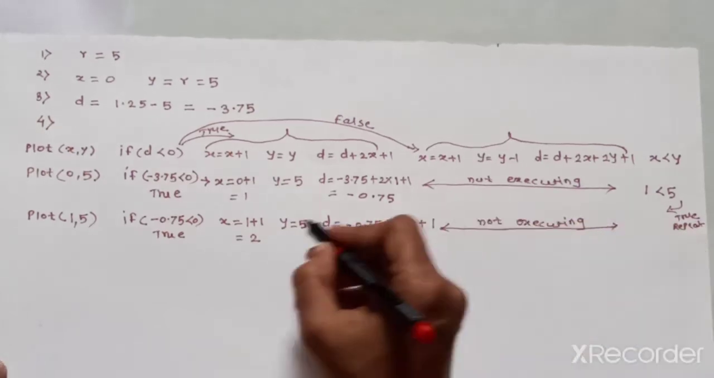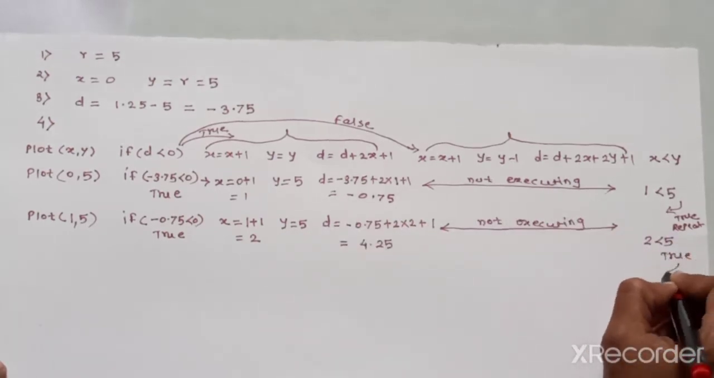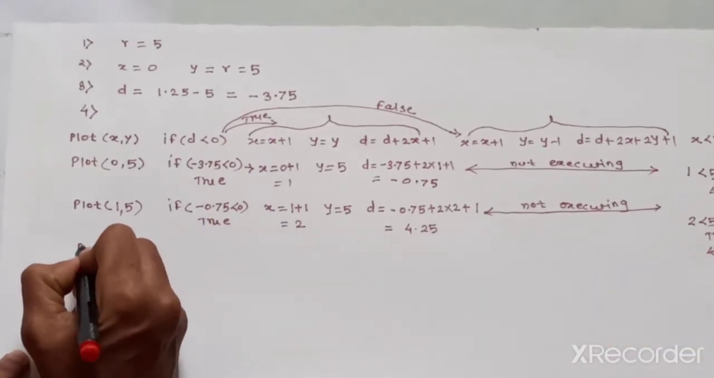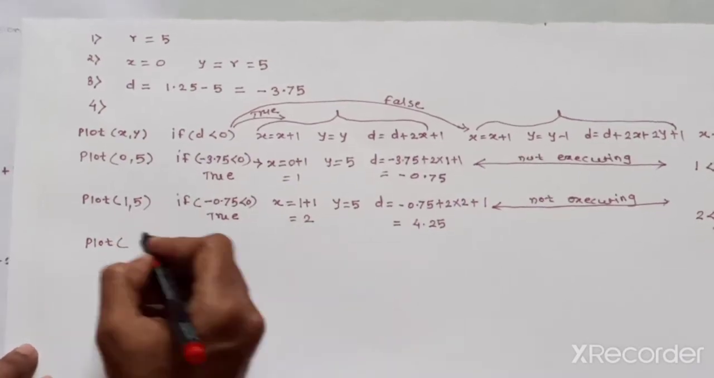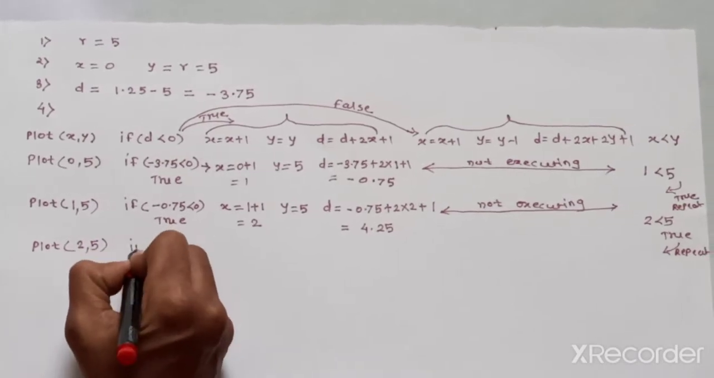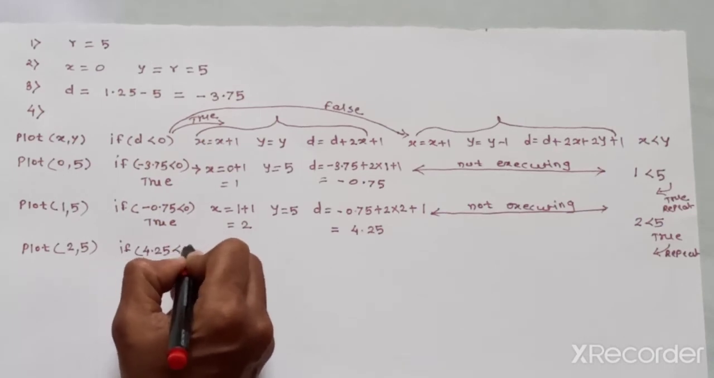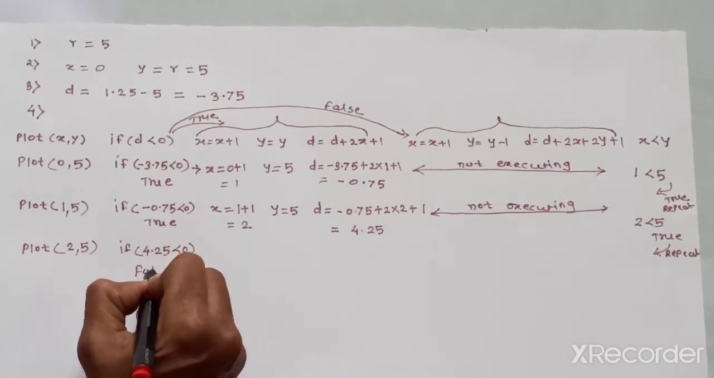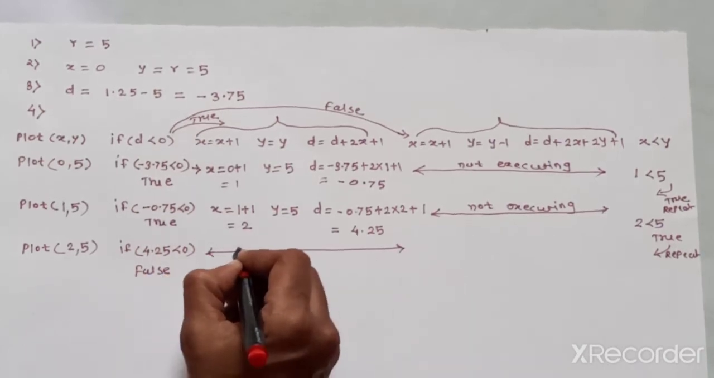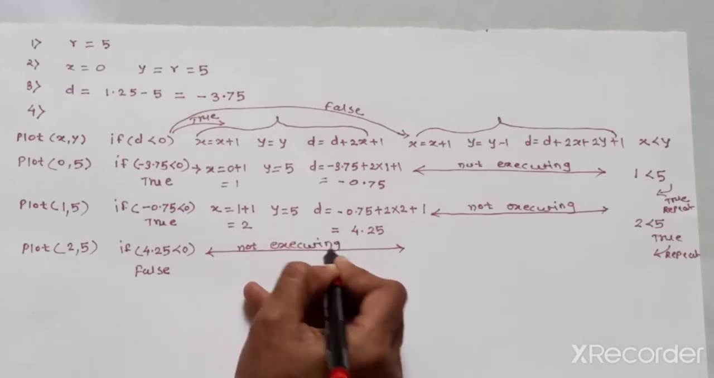Once again check the condition. Value of x is 2, y is 5. Condition is true, means what? We have to repeat it. So come back to here. Plot value of x and y. What is value of x? 2. Value of y, that is once again 5. Now check here. If the value of d is 4.25, it is less than 0. This condition is now becoming false. So this part is not going to execute. So we are writing not executing as our condition is false.